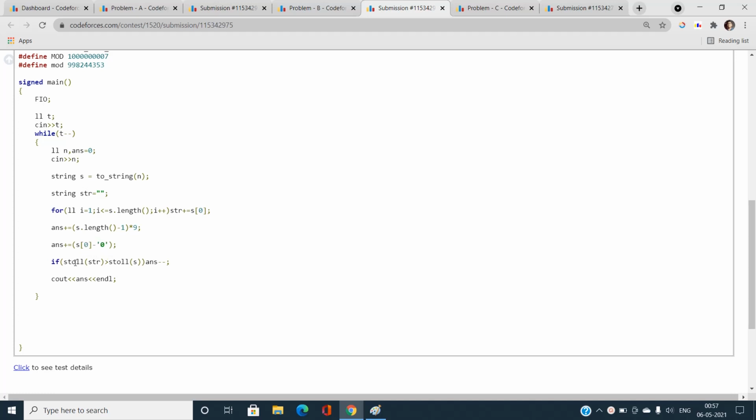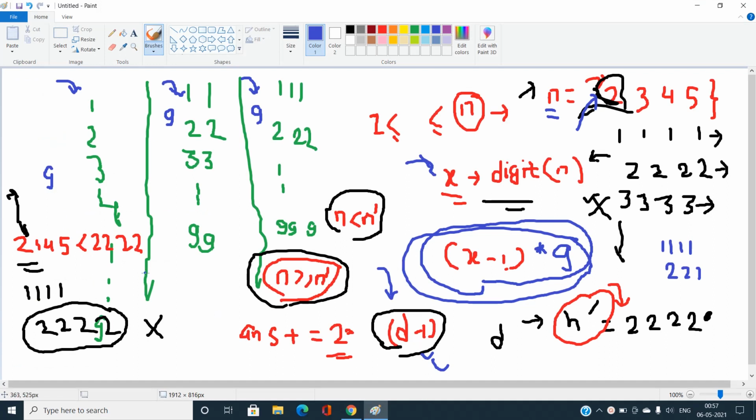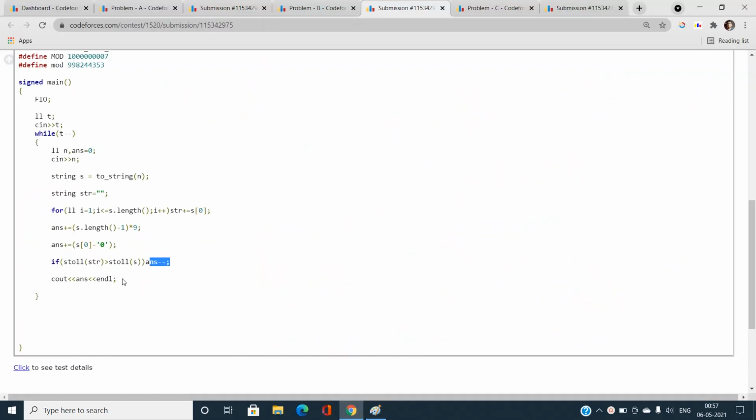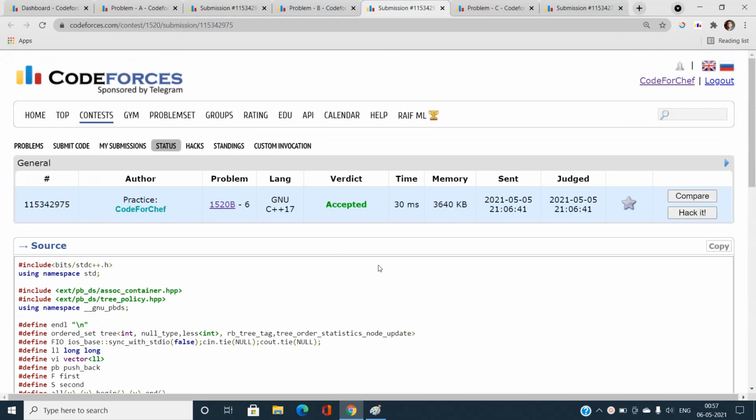And if this condition holds, that is, my new string formed, n dash, is going to be strictly greater than this one, I have to decrement my answer by 1. You can easily see this condition: that is, this n dash is going to be strictly greater than this n, I have to decrement my answer. Finally, print the answer. This is the solution for the C part.